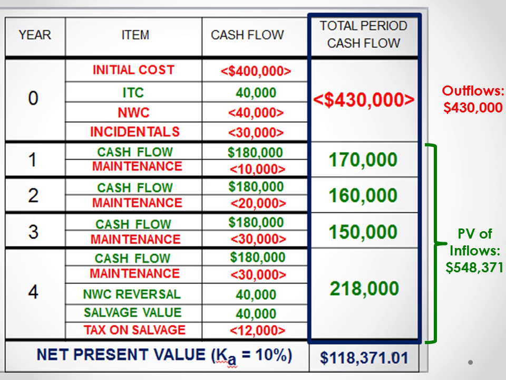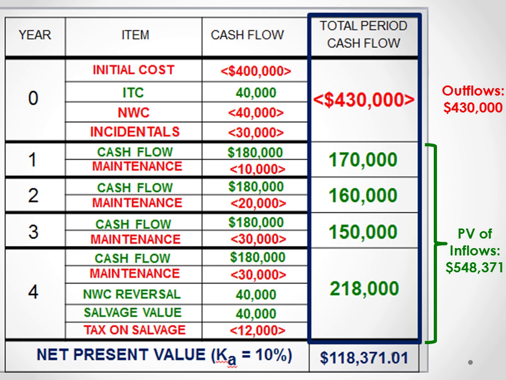Why? Because in time period 0, a dollar is worth a dollar. If I ask you, how much money do you have in your pocket? And you say, I got $5. Well, how much is that $5 worth today? Well, $5 is worth $5 today. Now, as of yesterday's money, it's worth a whole lot more than money tomorrow, but it's worth a whole lot less than money yesterday. But in time period 0, a dollar today is worth a dollar today. So therefore, the present value of the outflows is $430,000 negative.